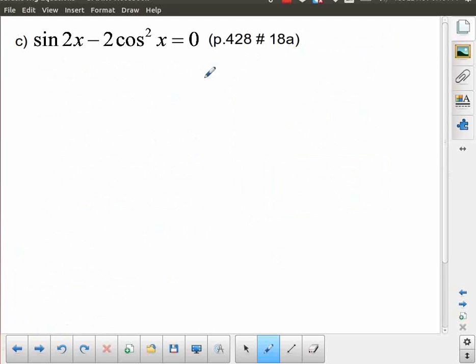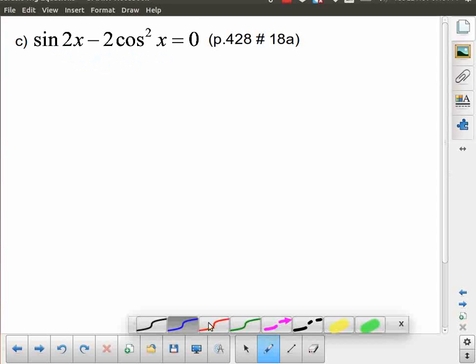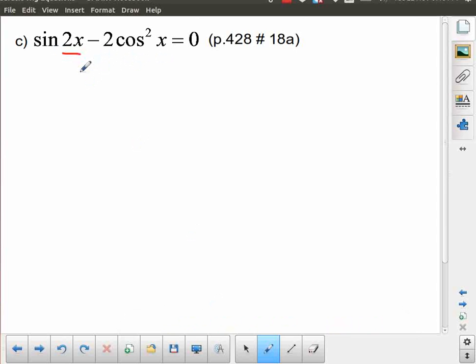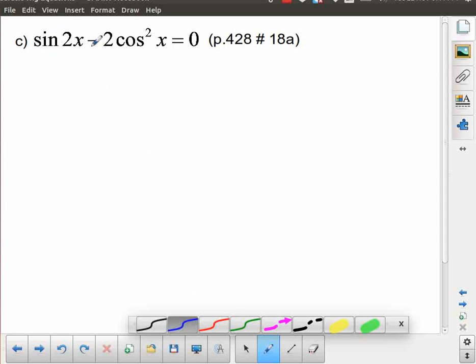And then finally, I've got an example that I've taken from the textbook. And in this case, we take a look at it. And the first thing you should notice here is the 2x here and a single x there. So I don't like that. Now, in part A, I suggested that using the double angle formula was a mistake. But in this case, using the double angle formula, I think, is probably a good idea. So let's see where that takes us.